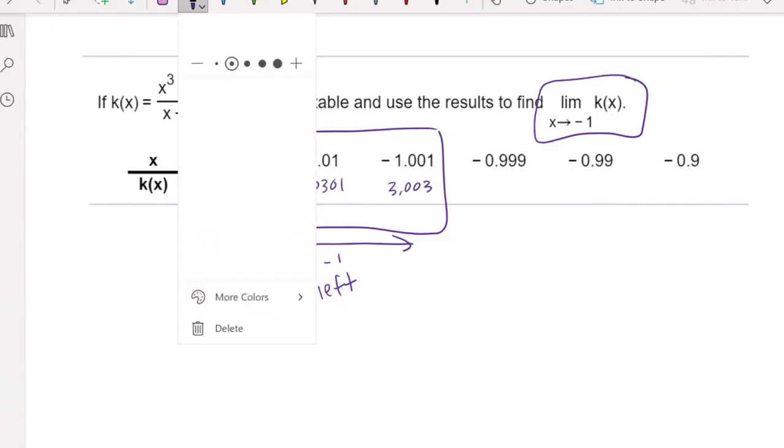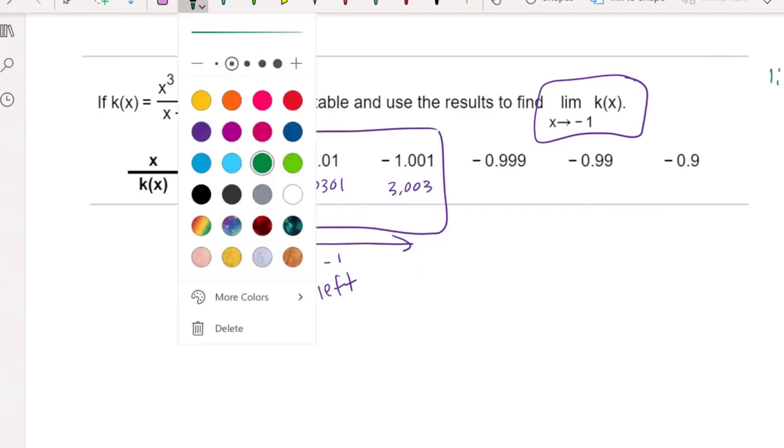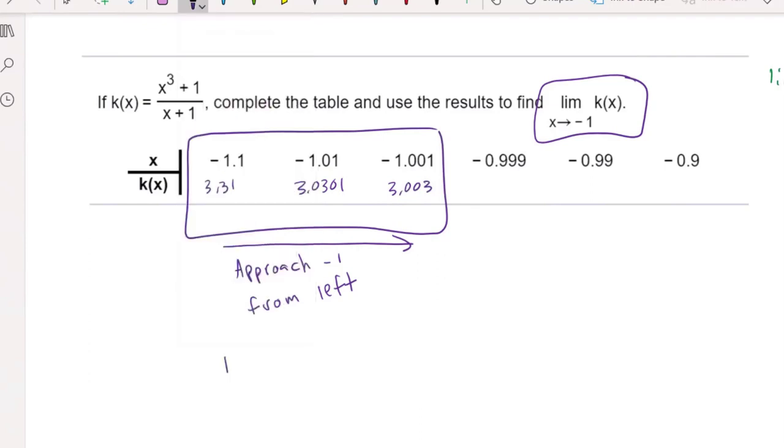Then we want to do the same thing now. Let me just say this, what we just found, that's the limit. Let me write it in purple, actually. This would be the limit as x approaches -1 from the left side. It looks like it's getting closer to 3. So we would say that's 3.